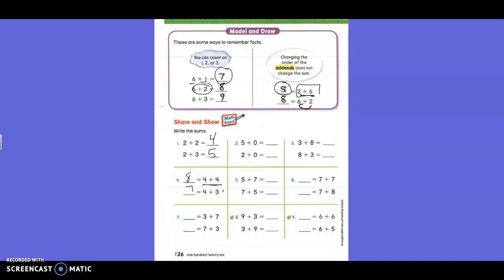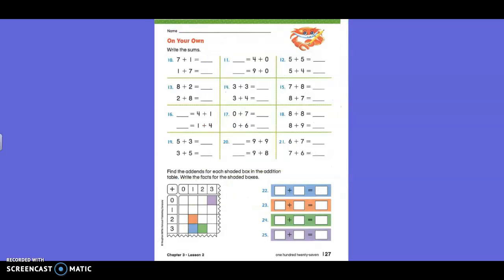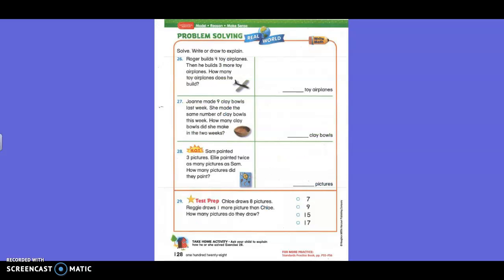All right, boys and girls, we have finished this one with our partners. I had you do the other one on your own by yourself, so that's done. And now we're going to do problem solving. So everybody get your problem solving page out. If you have already worked on it, that's okay, but just check your answers with us, okay? All right. So problem solving, it says solve, write, or draw to explain your answers. Okay, so let's all read this problem together.